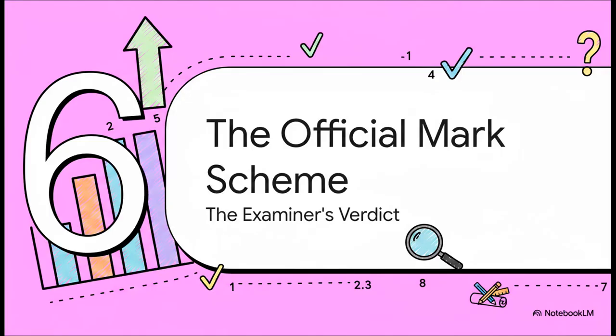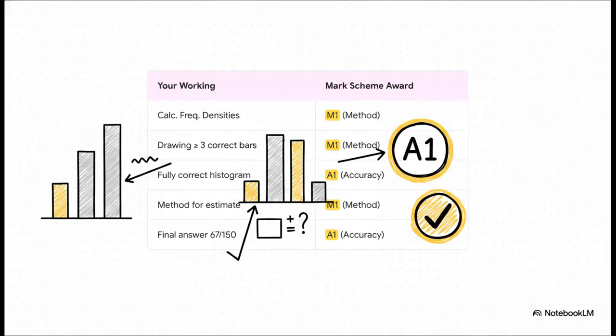Okay, we've got our answers and we're feeling good. But let's look at this through the eyes of an examiner. We're going to check our work against the official mark scheme to see exactly how those 5 marks are handed out. See, it breaks down perfectly. That first M1 method mark, that's for calculating the frequency densities. The second M1, for drawing at least 3 bars correctly. Then you get an A1 accuracy mark for the whole histogram being spot on. For part B, there's an M1 for showing the method, the adding up of the areas, and finally the A1 for getting the answer, 67 over 150. We've hit every single point.